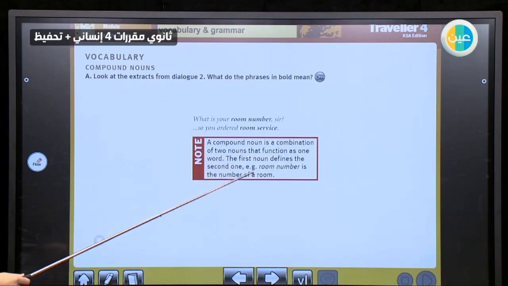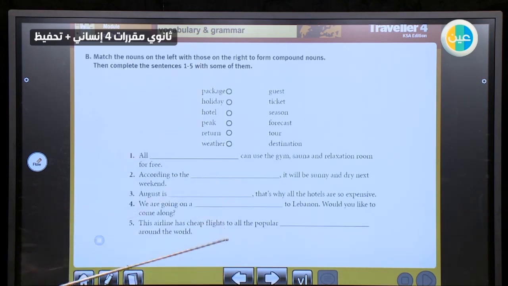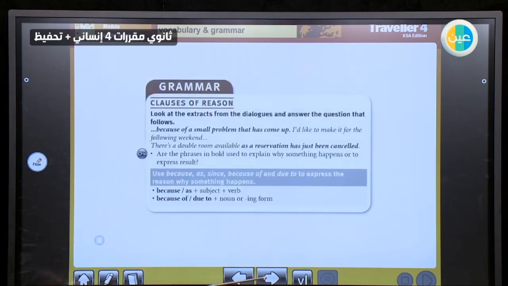For example, room number. Here we have combined two words, or two nouns. This is a compound noun, room number, which means the number of the room. Okay, you can do this exercise, combine these words. Let's move to the next grammar here.